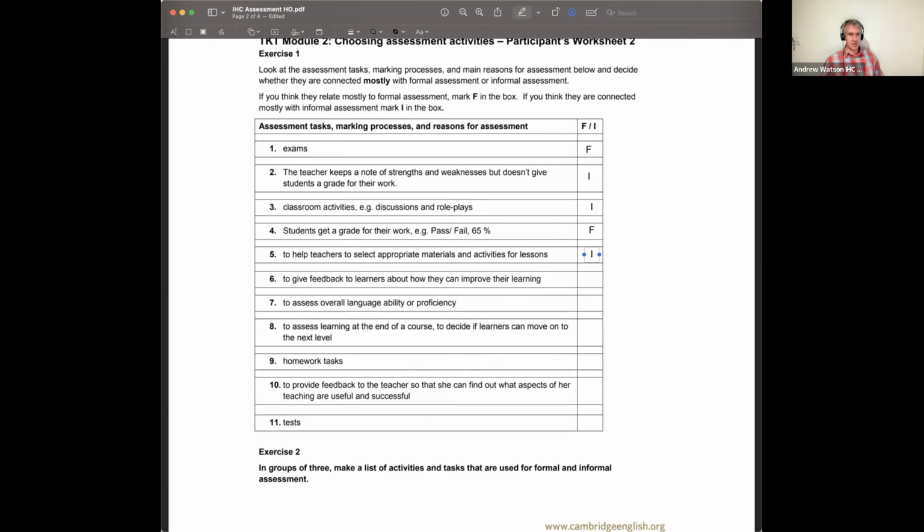Give feedback to learners about how they can improve their learning. Informal. Yeah.